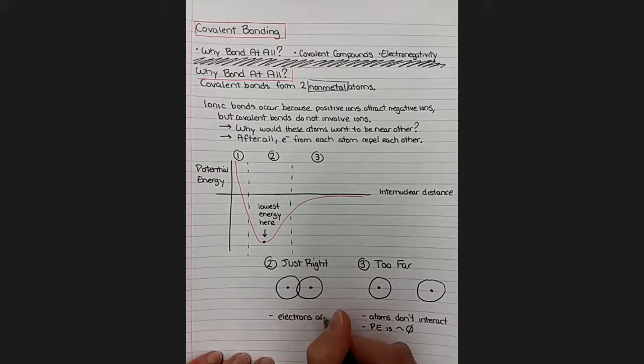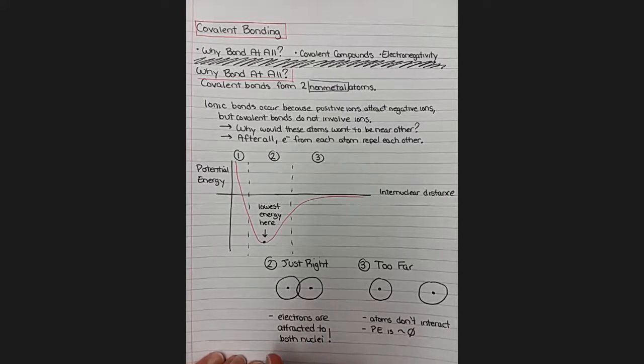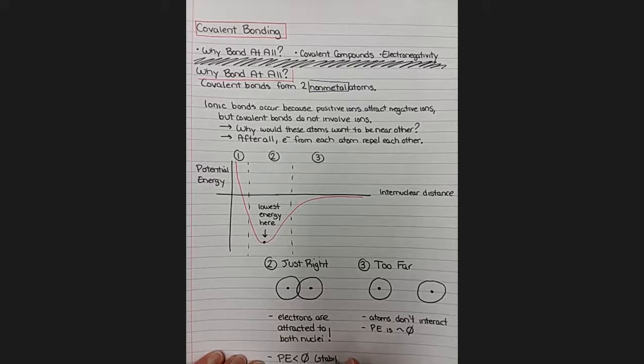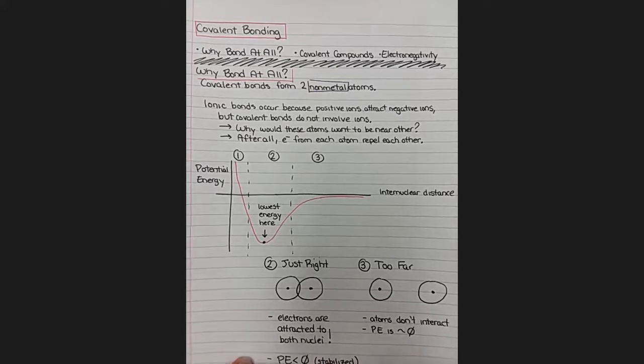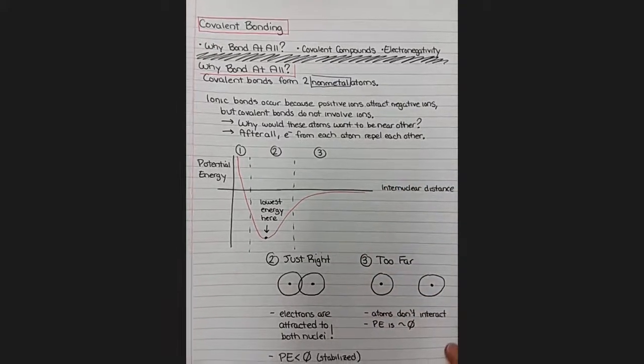So electrons are attracted to both nuclei. And that really stabilizes the electrons in the system. That causes the potential energy to drop way down to a negative value, and that stabilizes the system. This is one of the core rules of chemistry. The lowest energy orientation is always the one that's most likely to occur.